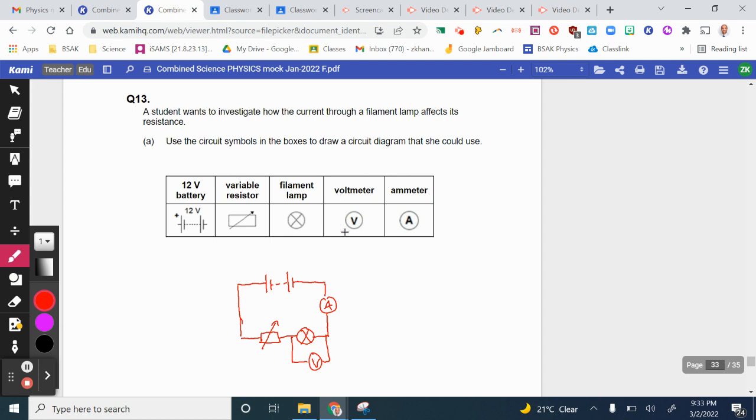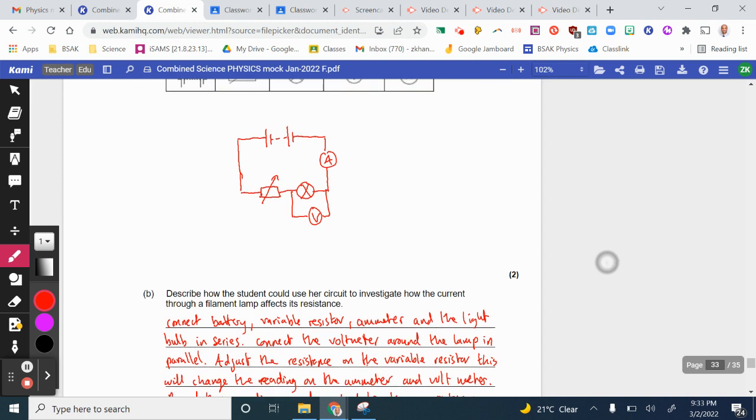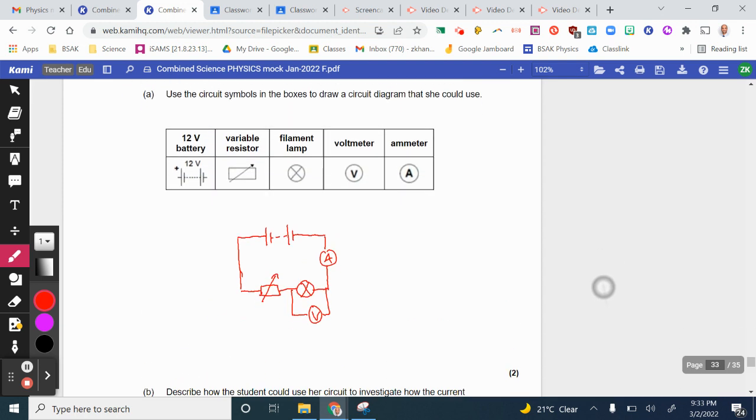So we leave the voltmeter to draw at the end, but we'll connect everything else in a big loop in series. So there's your battery connected to a variable resistor, connected to a lamp, connected to the ammeter, and back to the battery. It doesn't matter which order these three are, as long as they are connected in a loop. Then the component we're investigating, which is the lamp, will have the voltmeter around it. Okay, and that's how we draw a circuit diagram for this particular core practical.